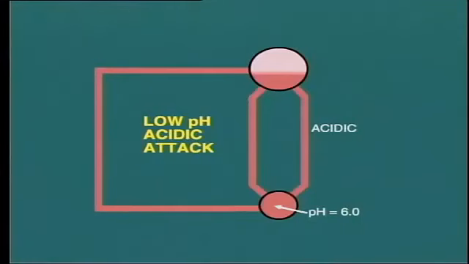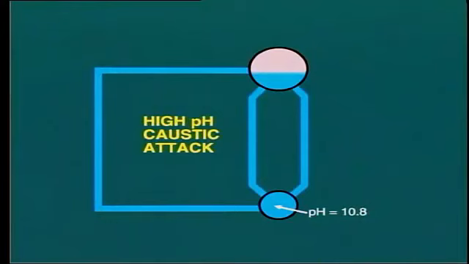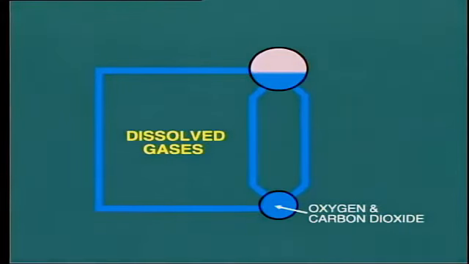So what are the conditions that cause corrosion and loss of metal inside the boiler drums and boiler tubes? Well, there are basically 3 independent causes of corrosion. Acid attack, which occurs when the boiler water is in an acidic condition, that is, low pH. Caustic attack, which occurs when the alkalinity of the boiler water is too high, the pH level above about 10.5. And the presence of dissolved gases such as oxygen and carbon dioxide in the boiler water.